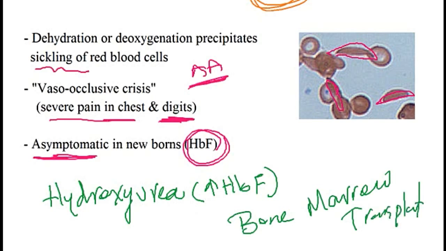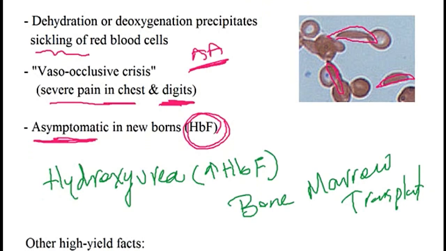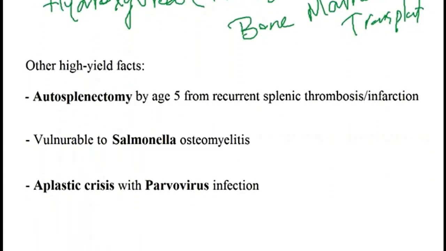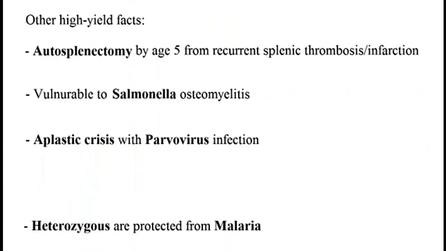There are some other high yield points that I would like you to know regarding sickle cell anemia, and after that this video will be concluded. Important to know is that due to recurrent thrombosis and infarction of the spleen, these patients will have autosplenectomy by about age 5. As a consequence, since there is no more spleen in patients with sickle cell anemia, they are prone to infection by encapsulated bacteria.